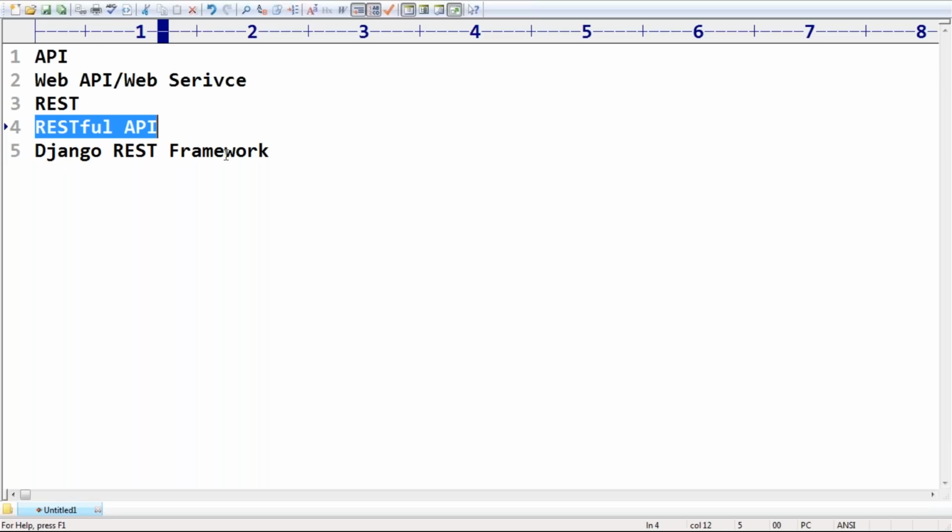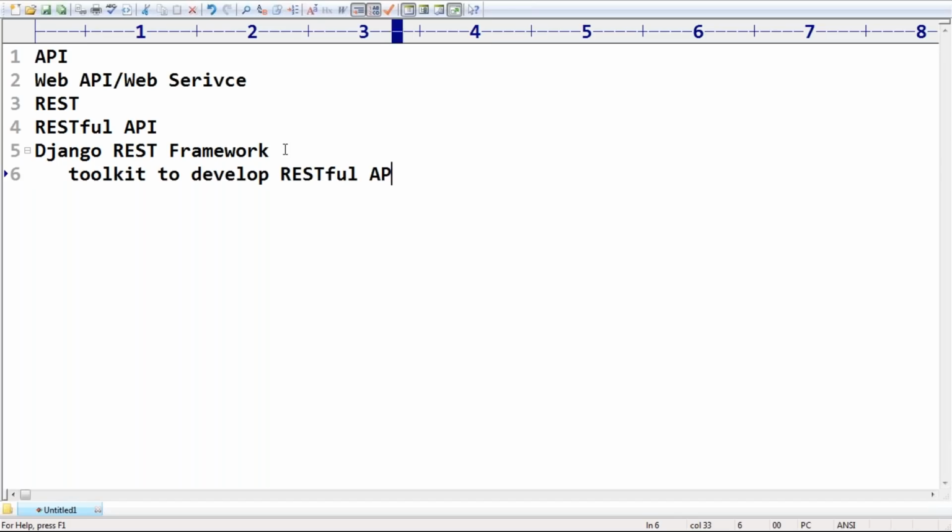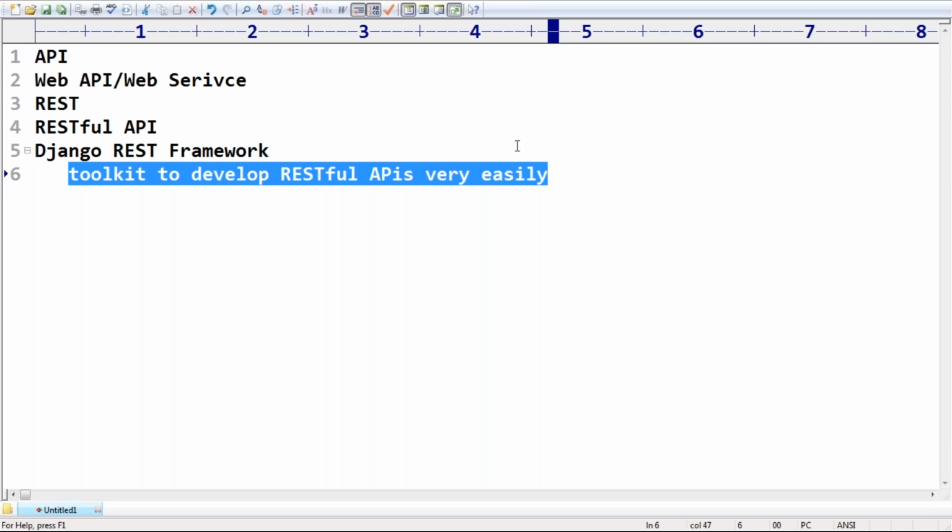The Django REST framework provides a toolkit to develop RESTful APIs very easily. That's what you should be aware of. Now there is a next level: what is the next concept? Toolkit means a set of modules. Django REST framework provides some coding support, which is nothing but libraries only.